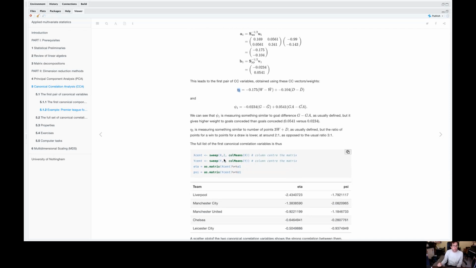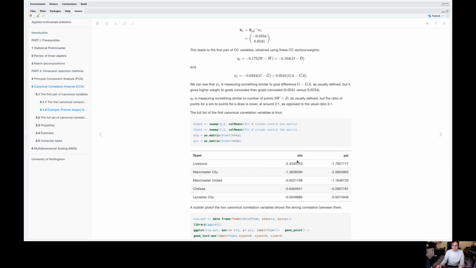Okay, so in R, if we work out these transformed variables, first thing we need to do is remove the column means. So I've used that sweep command again, or you can use the centering matrix, whatever you like, to get a centered version of my x's and my y's. And then all I've done to work out the etas and psi is just multiply those matrices by the two vectors I found, A1 and B1. And that gives me this list of variables, eta and psi, the first canonical correlation variables for each data point.